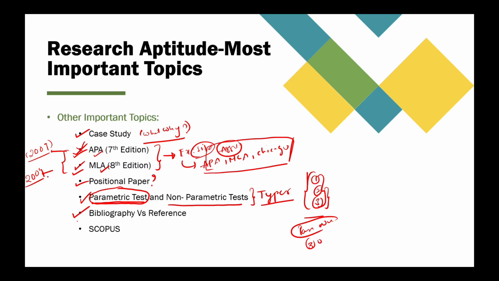The difference between bibliography and reference is also very important. And what is Scopus? Scopus is basically a database, an international database. You can also study such databases.